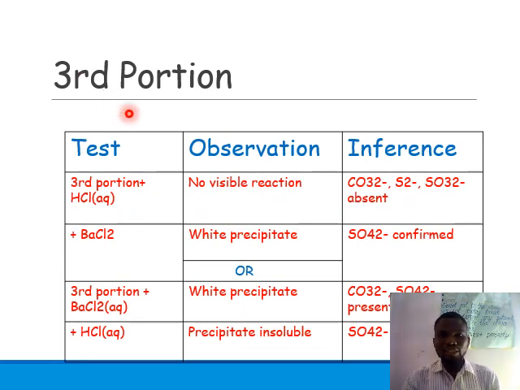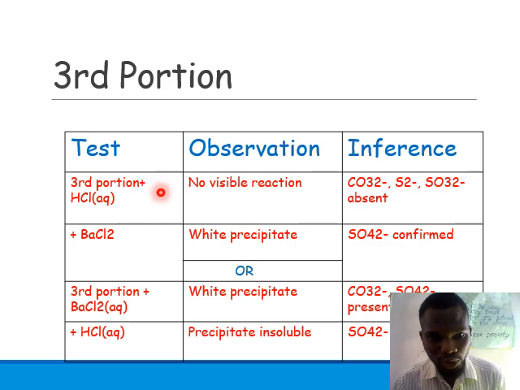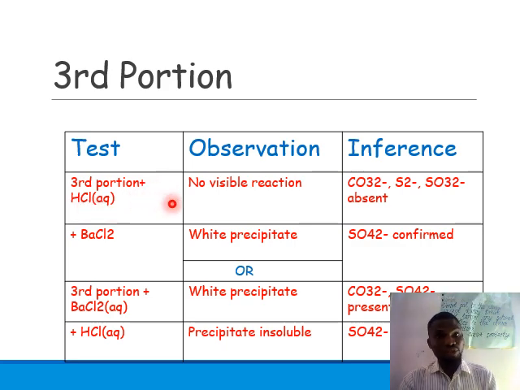Now, let's look at the third portion. What are you going to use the third portion for? This portion is just to test for the negative ion that is present there. We have the third portion here plus HCl aqueous. What happens when you react with HCl? There won't be any visible reaction, because there is no effervescence. So it means that carbonate, sulfide and sulfite ions are absent, because if they were there, there would be effervescence of a gas.